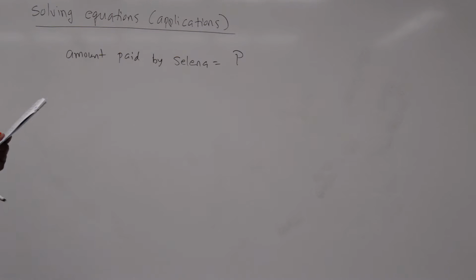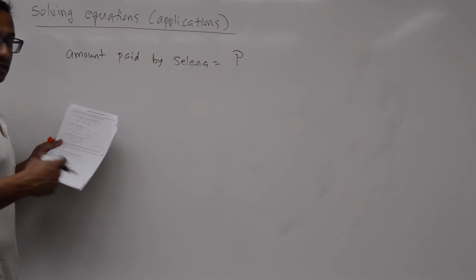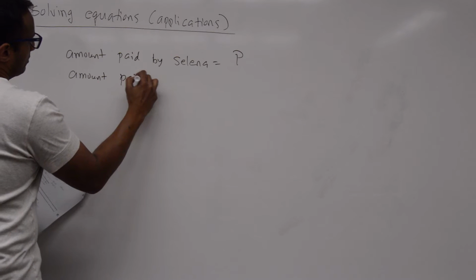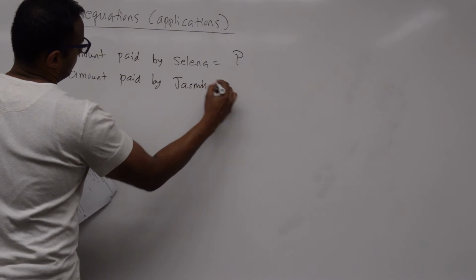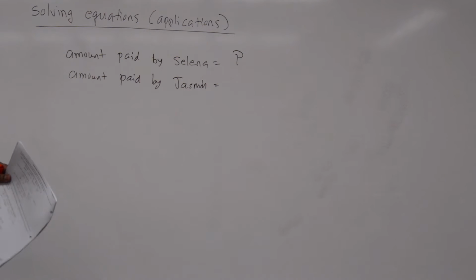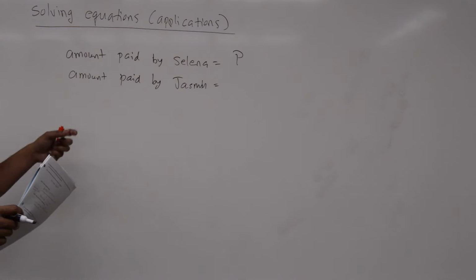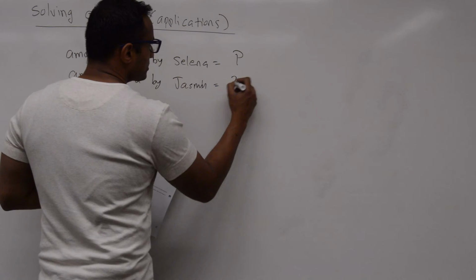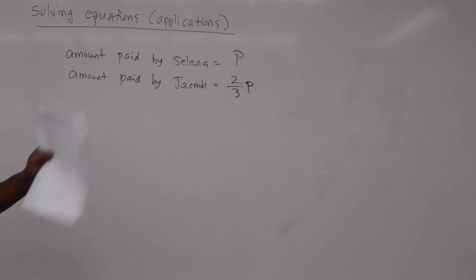Okay, now the next part is, okay, so now there are 2 people that pay for the pizza, it's not just one. So what's the amount paid by Jasmine? So if Jasmine ate 2/3 as much pizza as Selena, that means she only paid 2/3 as much as Selena paid. So the amount that Jasmine paid is going to be 2/3 P. It's 2/3 as much as Selena.